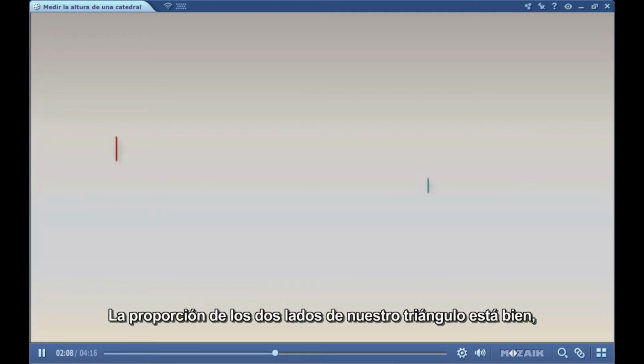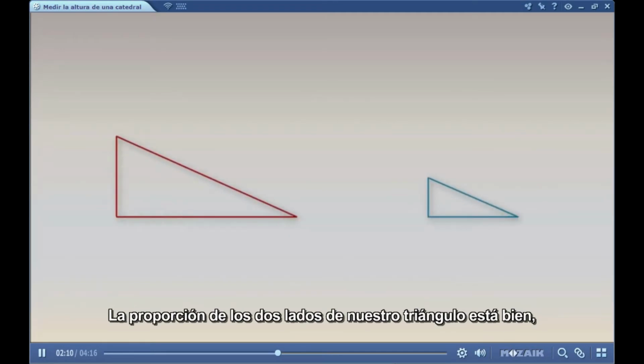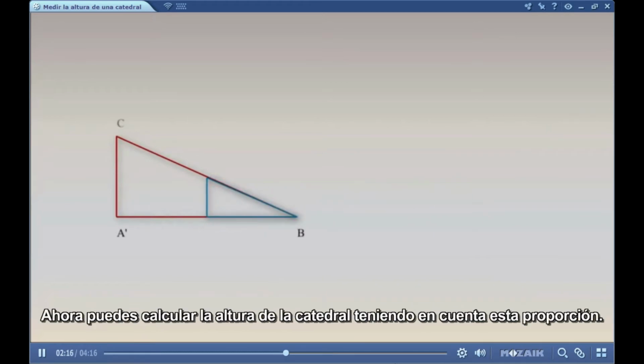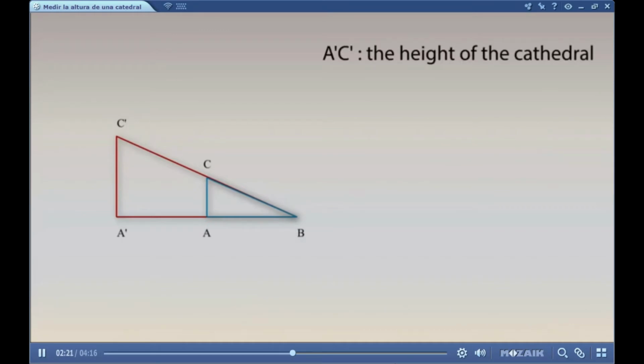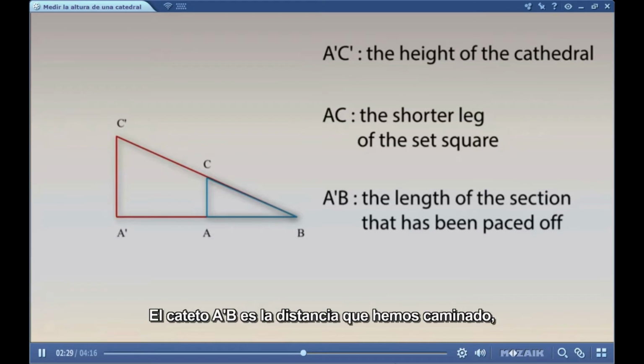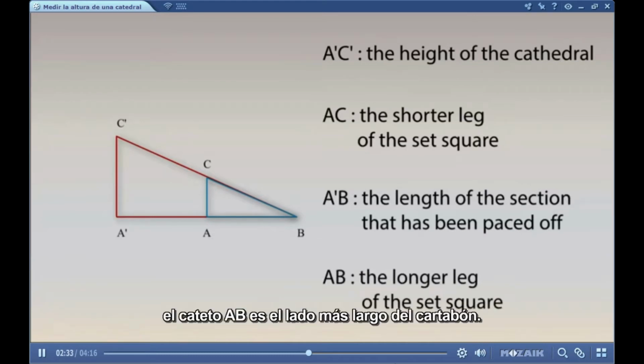The ratio of the two corresponding legs of the triangle is equal to the ratio of the cathedral's height and the distance that has been paced off. You can now calculate the height of the cathedral from this pair of ratios. Leg A'C' is the height of the church. Leg AC is the shorter leg of the set square. Leg A'B is the length of the distance that has been paced off. And leg AB is the longer leg of the set square.